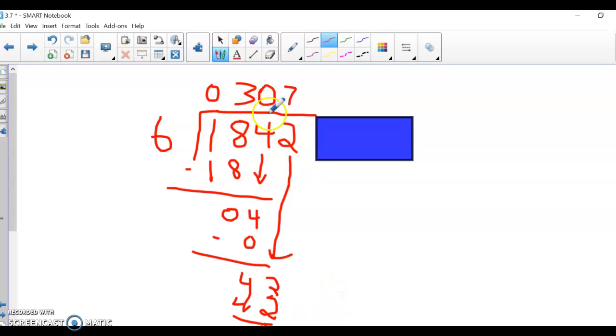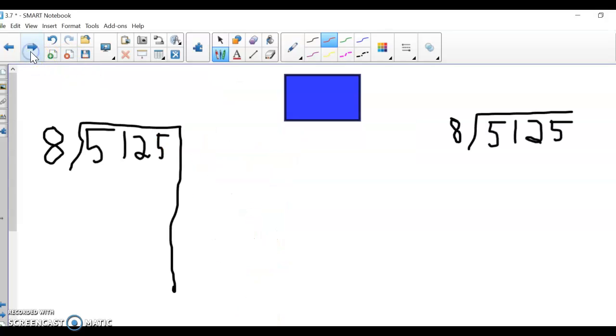Now, if you didn't keep your 0 here, and you just brought that 2 down and said, well, yeah, 6 goes into 42 7 times, my answer is going to be 37. That's very different than 307. Okay? Let's try the next one.